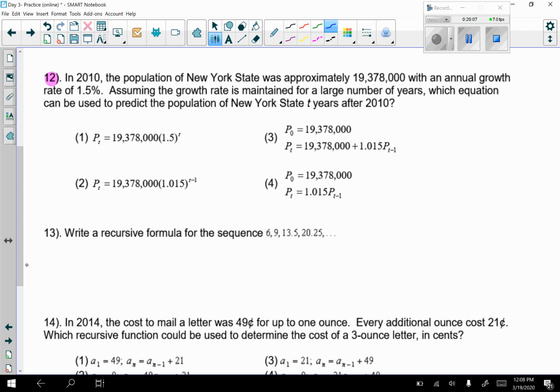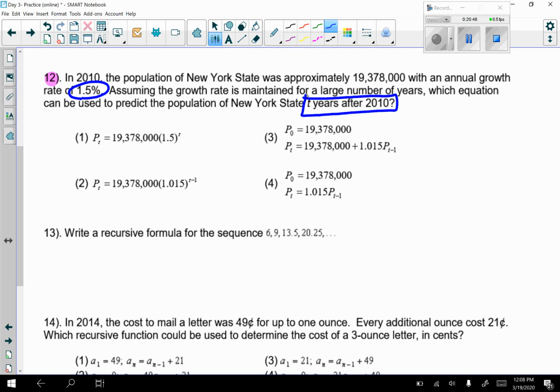In 2010, the population of New York State was approximately 19,378,000 with an annual growth rate of 1.5%. Assuming the growth rate is maintained for a large number of years, which equation can be used to predict the population of New York State T years after 2010? In this case, it does not specify explicit or recursive, so I cannot eliminate answer choices based on that.